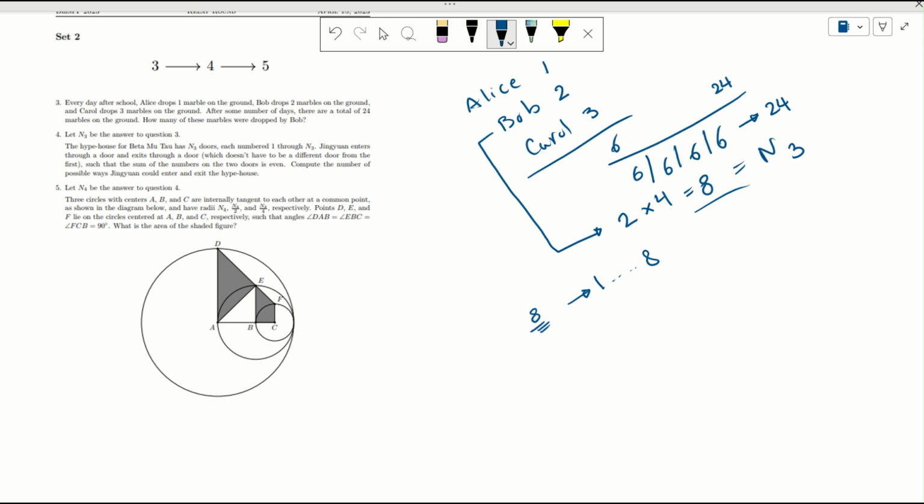Somebody is going to enter a door and exit another door. However, these doors can be the same. The only thing that we know is the sum of the numbers on the 2 doors is even. Now we are going to find the number of possible ways that you can enter and exit this house, with the condition that the numbers written on the doors that you're going to use should be even.